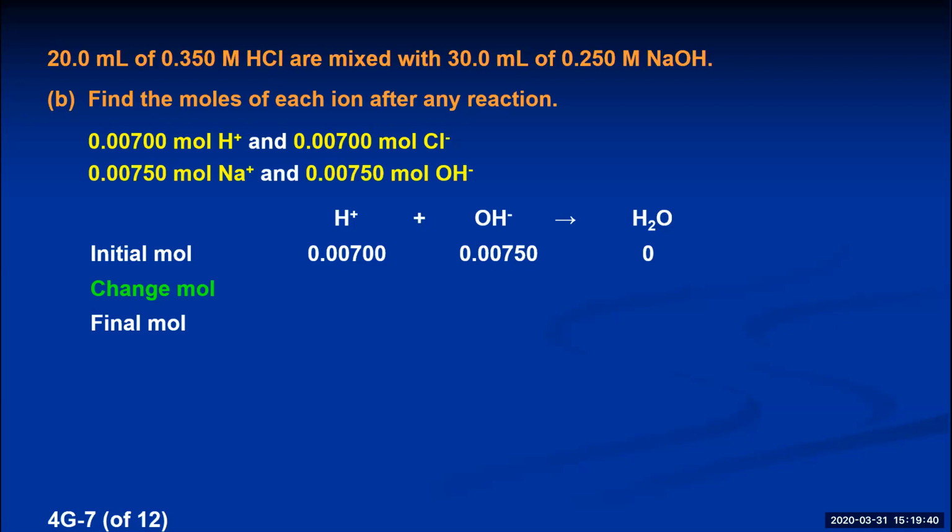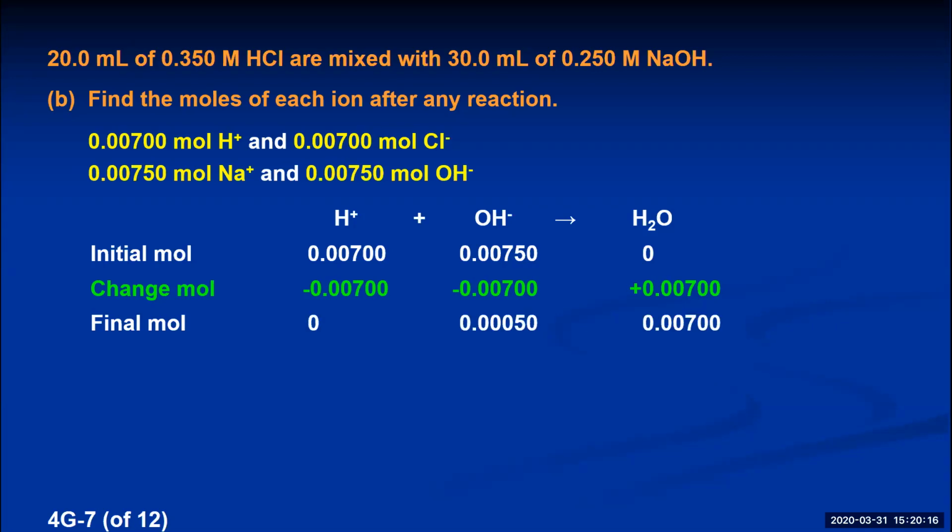So we had 0.00700 moles of hydrogen ions, 0.00750 moles of hydroxide ions. The hydrogen ions are the lesser of the two. It's a 1-to-1 ratio, so the lesser one will always be the limiting reactant if it's a 1-to-1 ratio. So 0.00700 moles of hydrogen will react with 0.00700 moles of hydroxide. Has to be a 1-to-1 ratio to match the coefficients in the balanced equation. And you're going to form 0.00700 moles of water, 1-to-1-to-1 ratio.